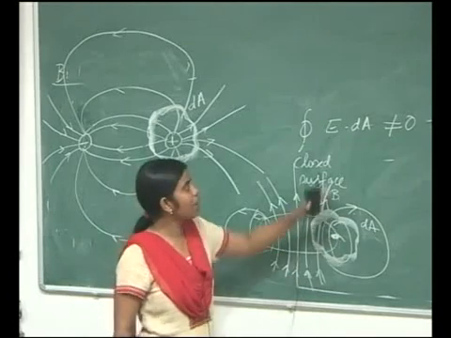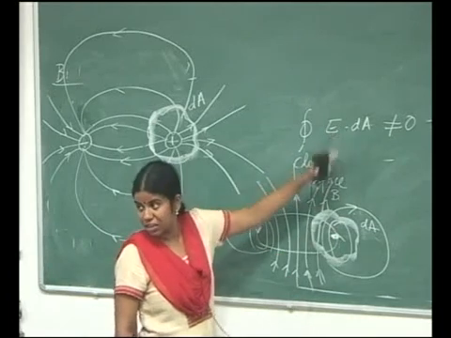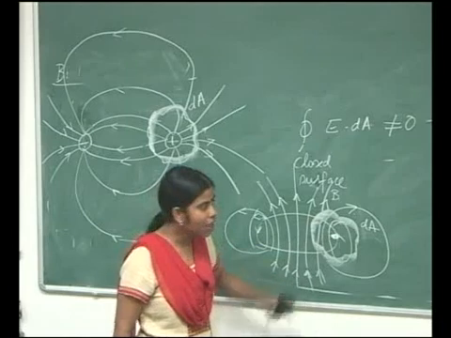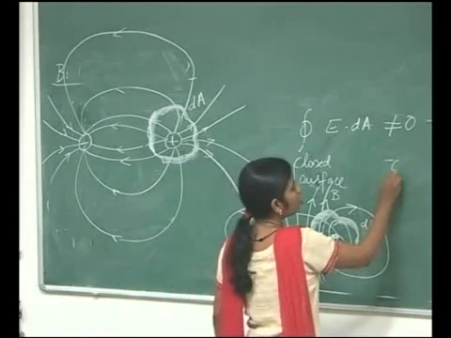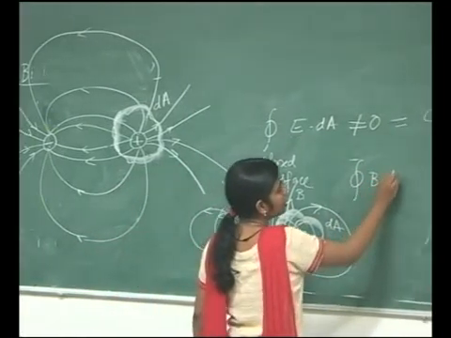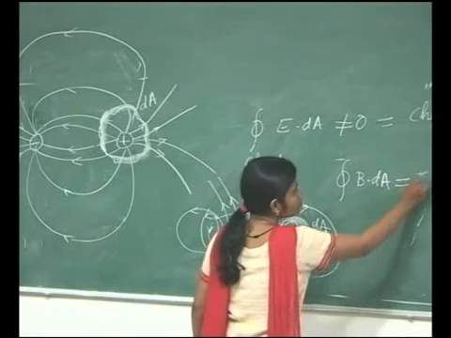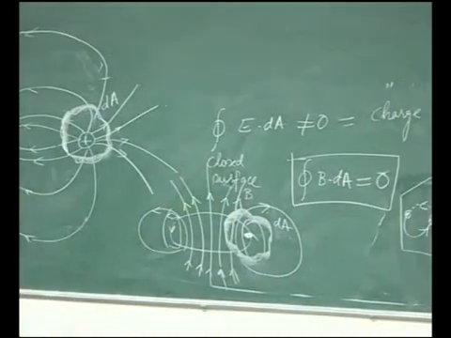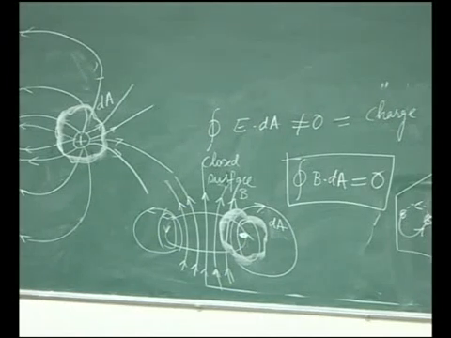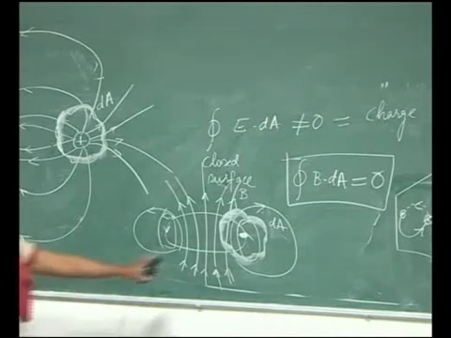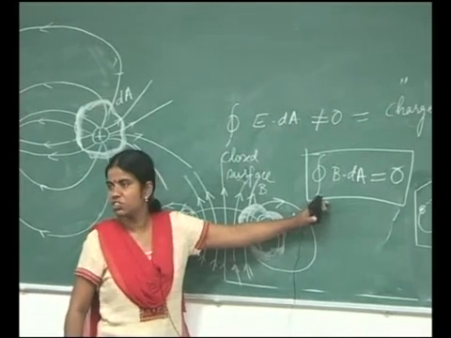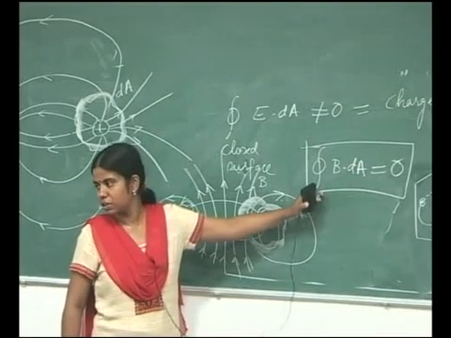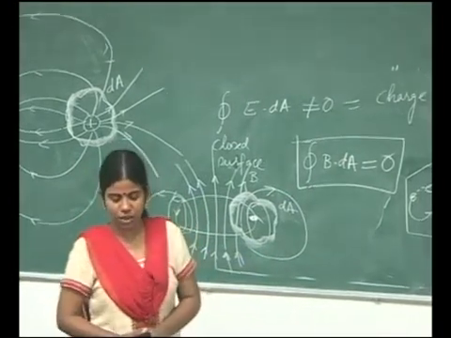I cannot apply the same analogy to the magnetic field, but rather I would say that the closed surface integral of B dot dA is always equal to 0. It is always equal to 0. Okay. So, this is your second Maxwell's equation. We will continue from here in the next lecture.